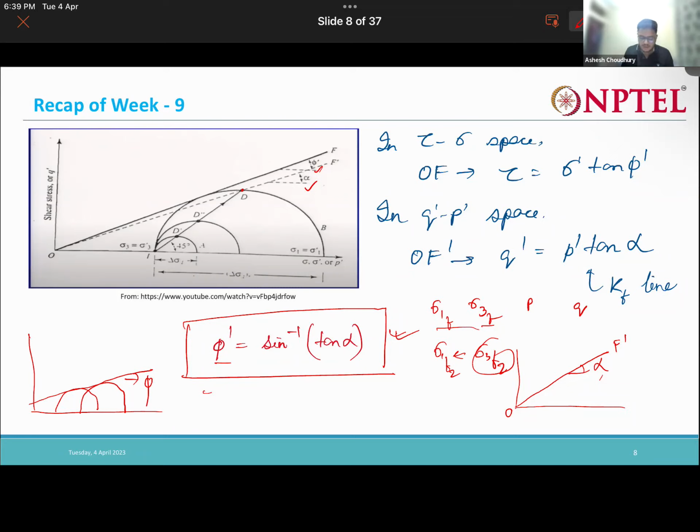Okay, so why do you use this pq line? Generally, drawing circles is a little bit difficult, right? You have to draw circles, and then draw the tangent, which is a little difficult. Drawing a straight line is relatively easy. You just need some points, and you join them, and you will get a straight line, right? So we can directly draw the modified failure envelope, and from the modified failure envelope we can find out our c and phi values.